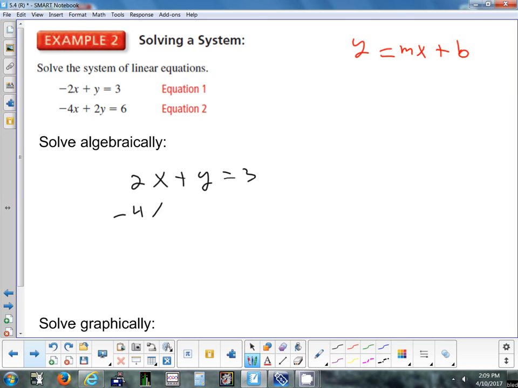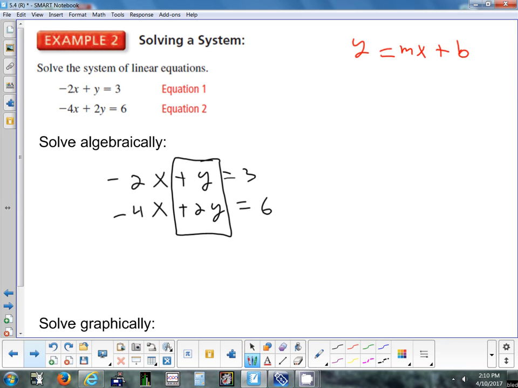Negative 4x plus 2y equals 6. What letter did you say, y's? All right, so we're going to get rid of the y's. That means you need same number, same letter, opposite sign. So focus on these. They're the same letter. Are they the same number? No. Are they the same sign?